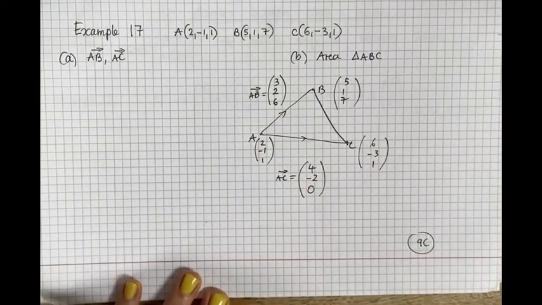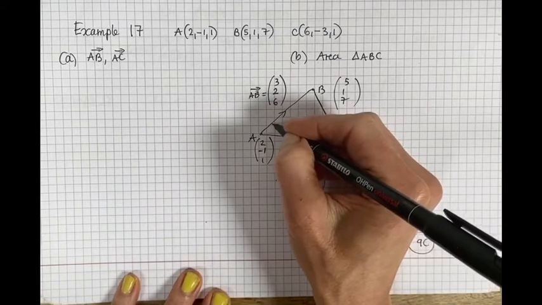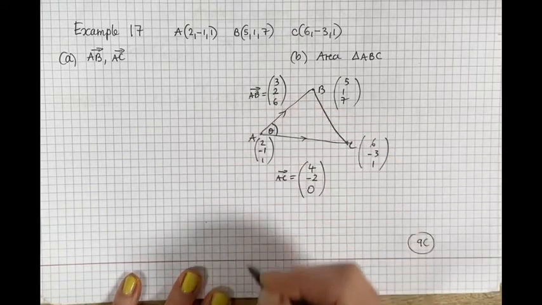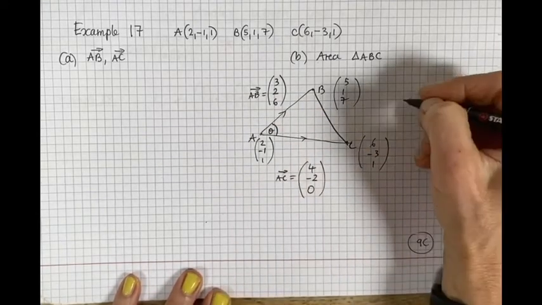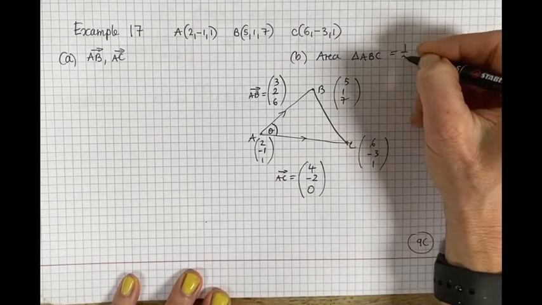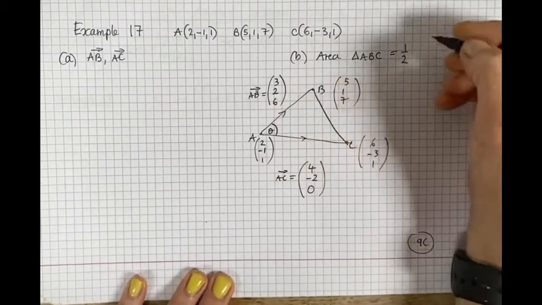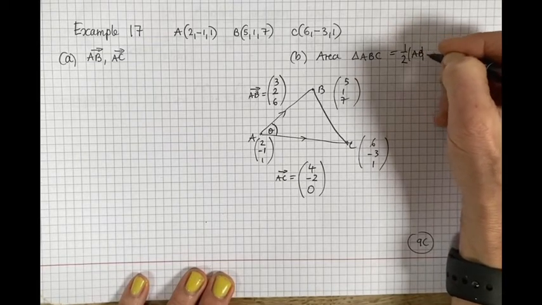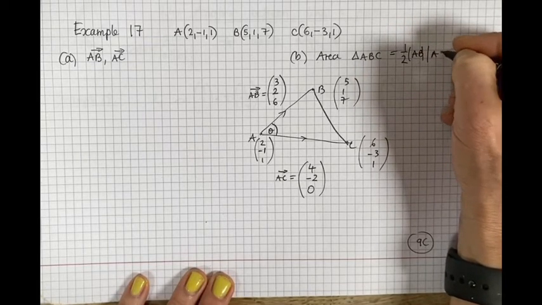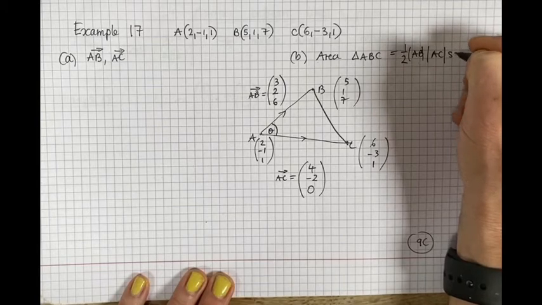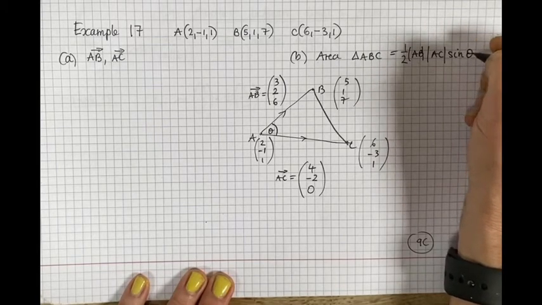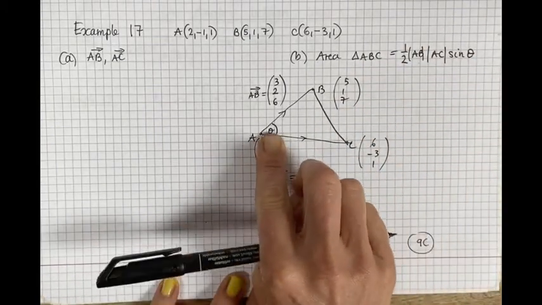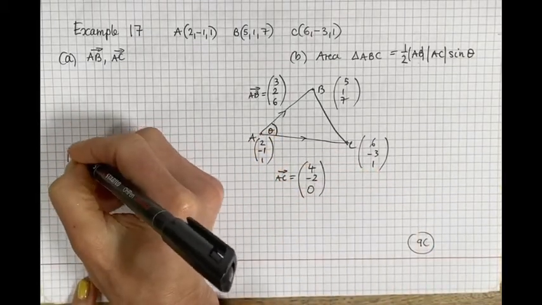So what about the area? Well, I've just found 2 vectors. So if I can find the angle between those 2 vectors, then I'm going to do half of AB sine C. So half of AB multiplied by AC and times the sine of the angle theta. So let's find angle theta. So we need theta.